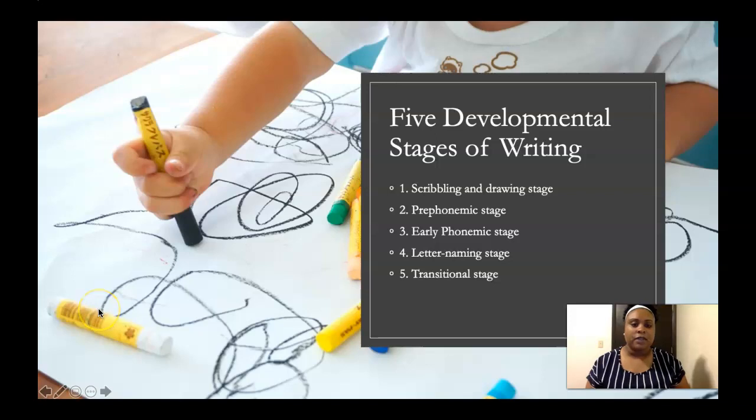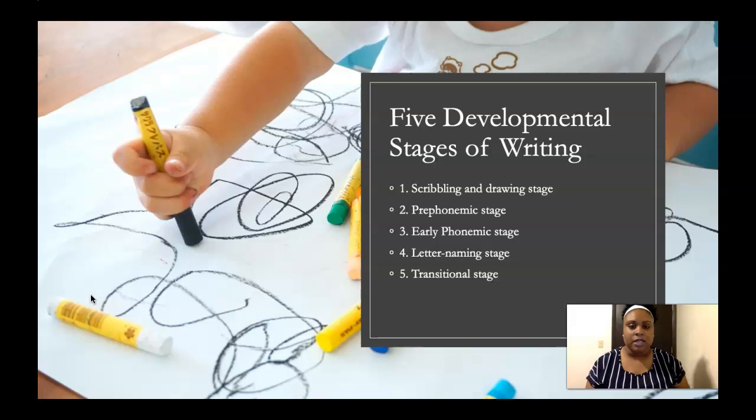There are 5 developmental stages of writing. Our first developmental stage is scribbling and drawing. During this stage, a child or children will use an instrument to explore the empty space on a blank sheet of paper. During this time, marks will be made, and they will be random, and they have no particular intent. So this type of writing is not purposeful.